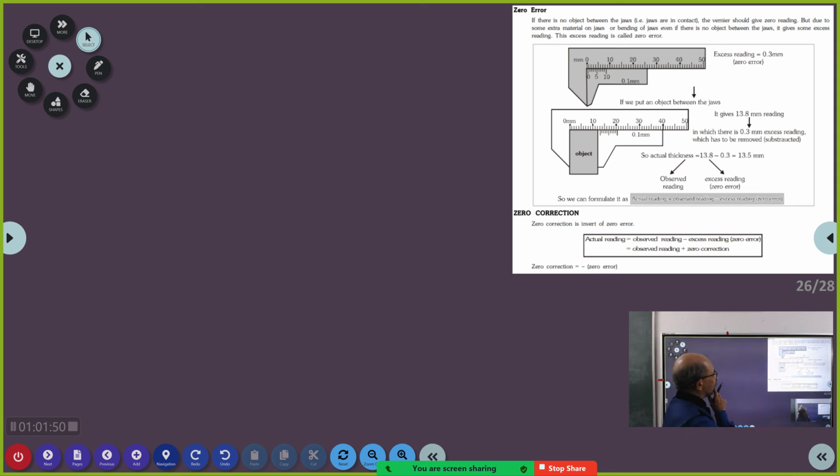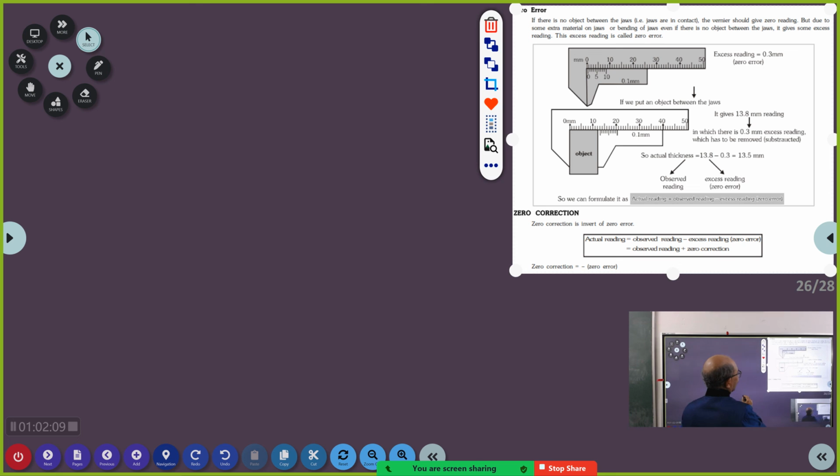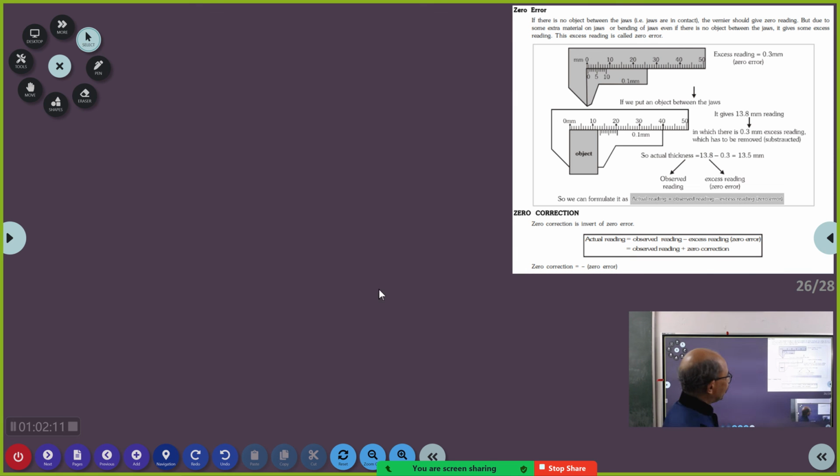Okay, zero error. I think all of you know what is zero error. With no object between the jaws, the vernier should show 0, but due to some extra material in the jaws or bending and all, you get this. So there is an issue of zero error. Understood? I think that's the first check that you should do. See, this line is not coinciding with the 0 there. So the excess reading is 0.3 millimeter.